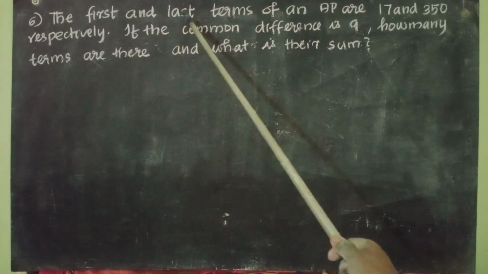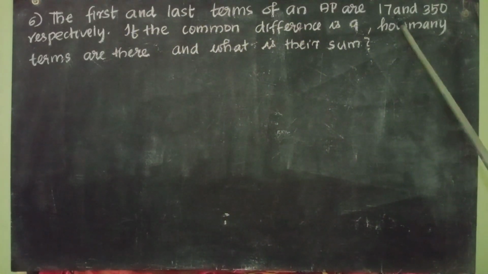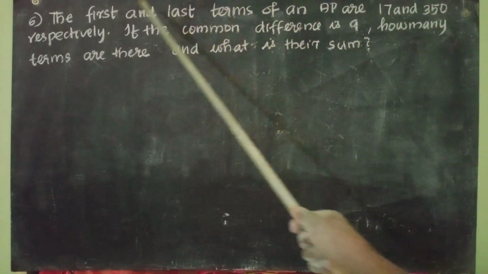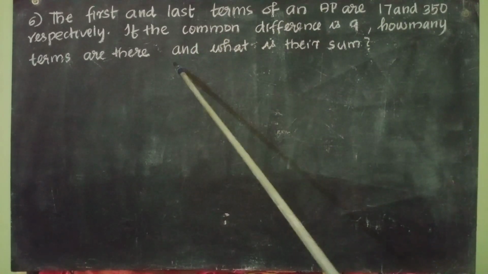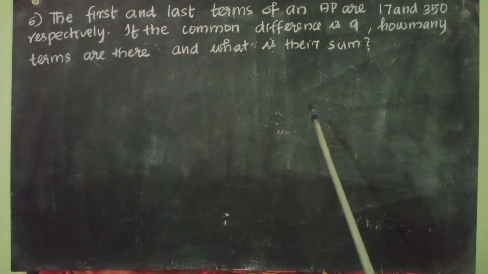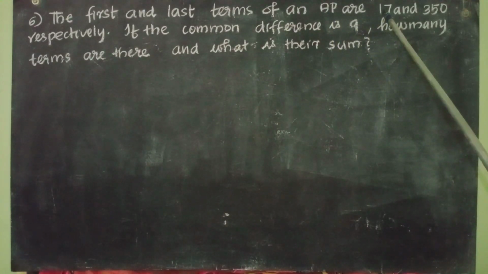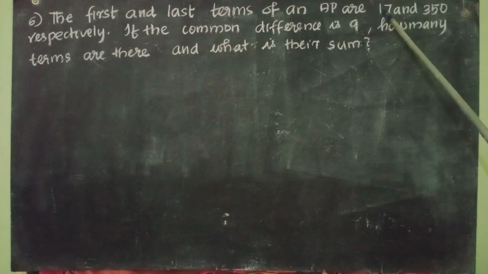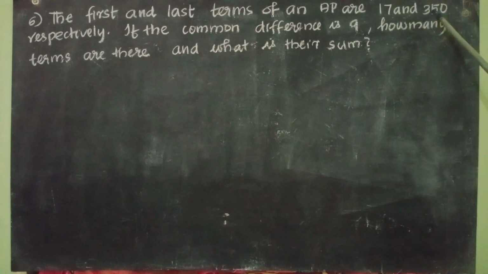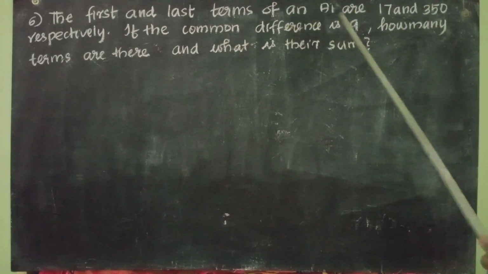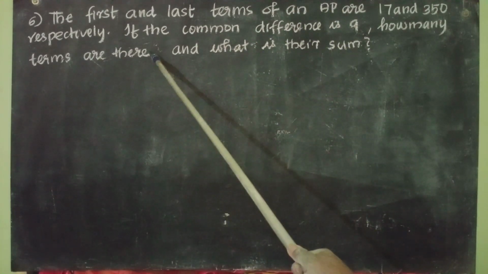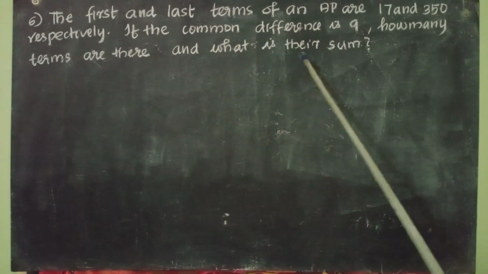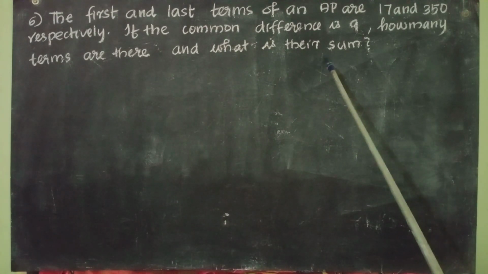The first and last terms of an AP are 17 and 350 respectively. If the common difference is 9, how many terms are there and what is their sum? First term is 17, that is a equal to 17. Last term is 350, that is an or L equal to 350. Common difference, that is d equal to 9. How many terms are there? We need to find out n. And what is their sum? We need to find out Sn also.